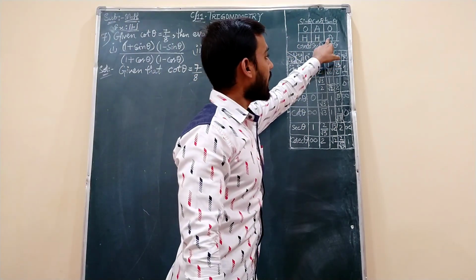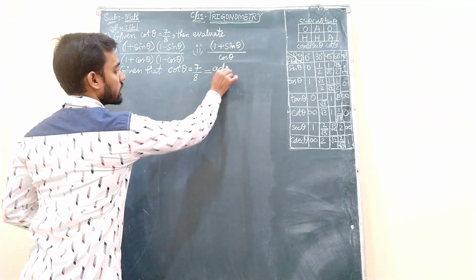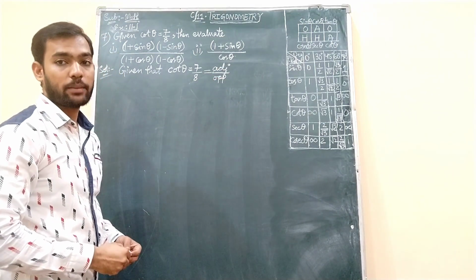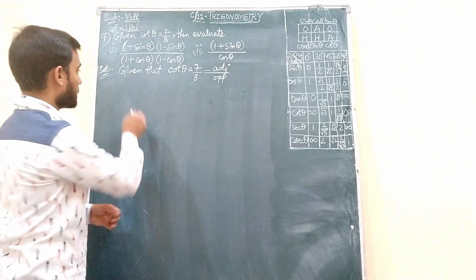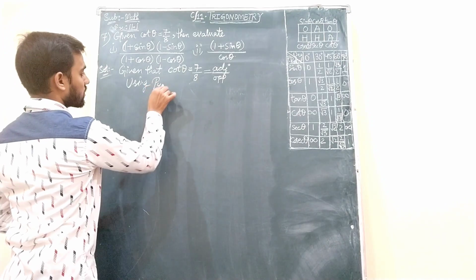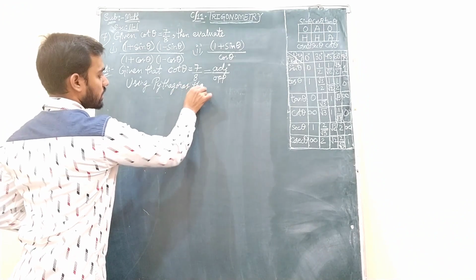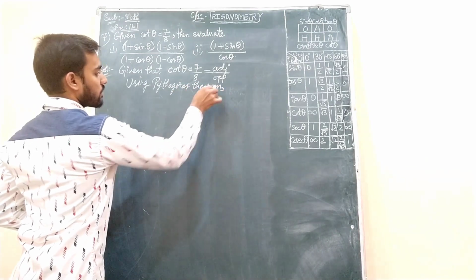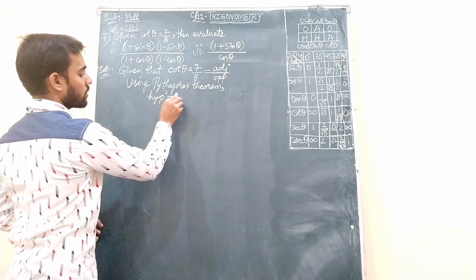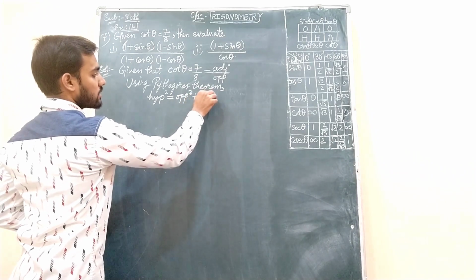So at that time we will take the triangle's help. Cot theta formula is adjacent by opposite, so we will take it as adjacent by opposite. Which side is missing? Hypotenuse is missing. So we will use Pythagoras theorem. Using Pythagoras theorem, we can say that hypotenuse square equals opposite square plus adjacent square.